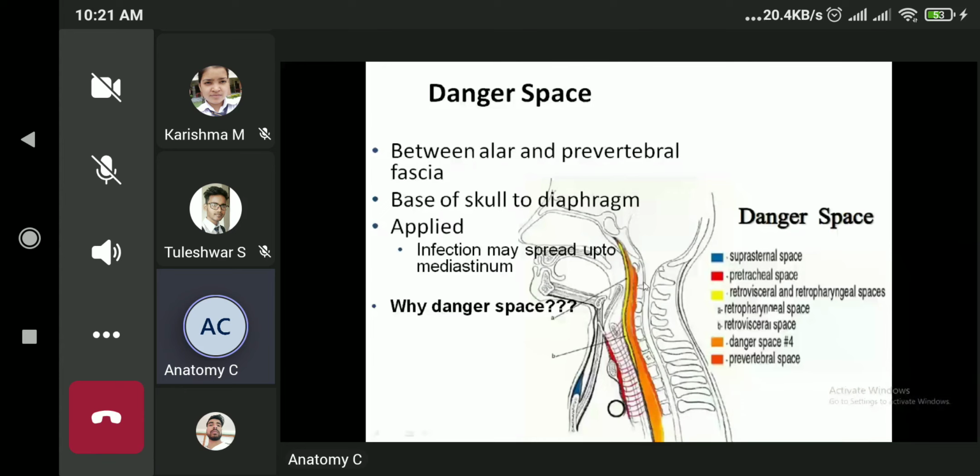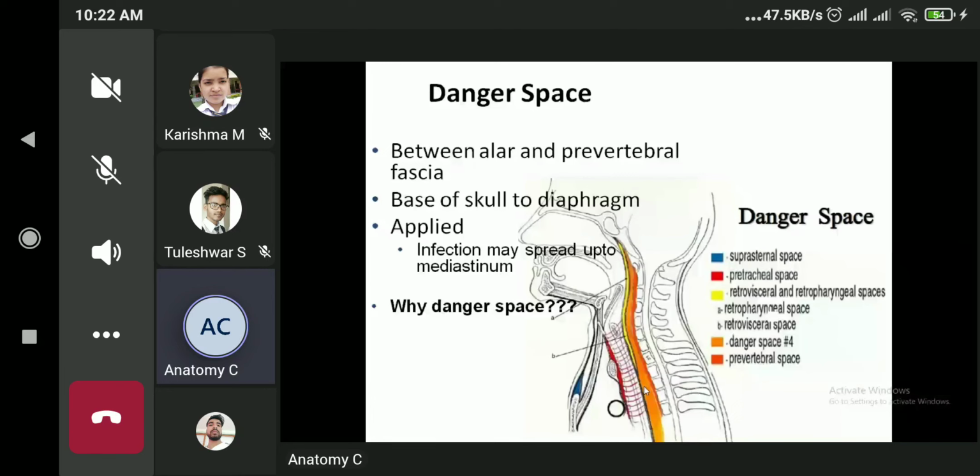It extends right from the base of the skull up to the posterior mediastinum, up to the level of the diaphragm. So, throughout the mediastinum, it extends from the base of the skull to the diaphragm. Obviously, infection in this danger space may spread easily down the mediastinum. This space is filled with loose areolar tissue, and because of this, infection within this space spreads easily and rapidly.